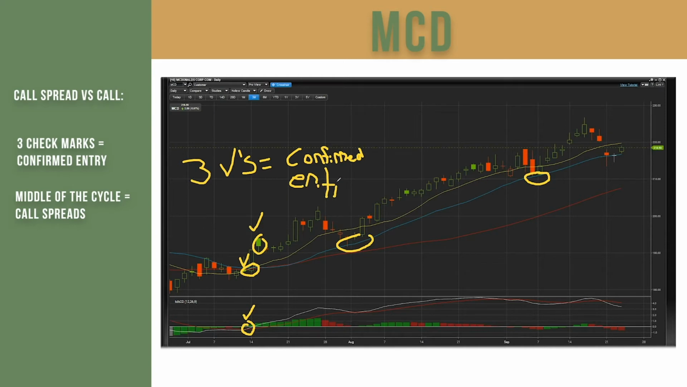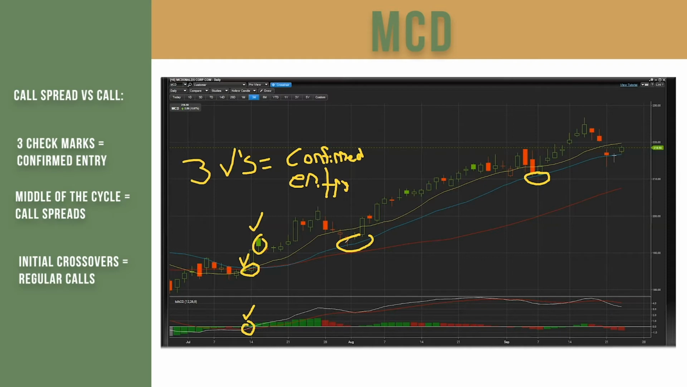So now that you got your confirmed entry, like I said, when you're in the middle of a cycle like we are now with McDonald's, these are the times that I like to go with the call spreads. When we first get those initial crossovers, that's when I like to go with the regular spreads. And we could do something with a 30, 60, 90 day out expo and let it continue to do its climb. So when we get that first crossover with our 3 check marks for a confirmed entry, that's when I'd go with a regular call.